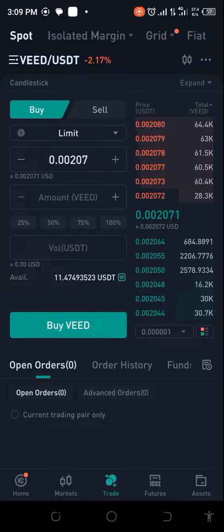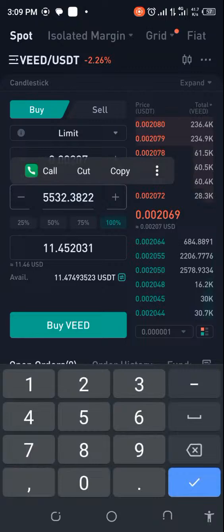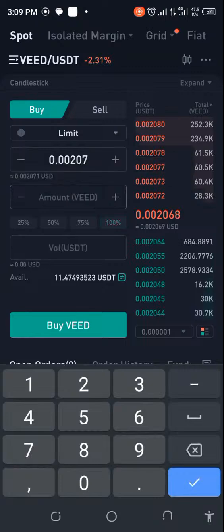Let's start by simulating. We have VEED/USDT. So let's go ahead and do this. First and foremost, let's just do a basic simulation. We'll just put all the 100%. We're just going to use the little amount that's here, 11.47 USDT, and let's see what we can do.